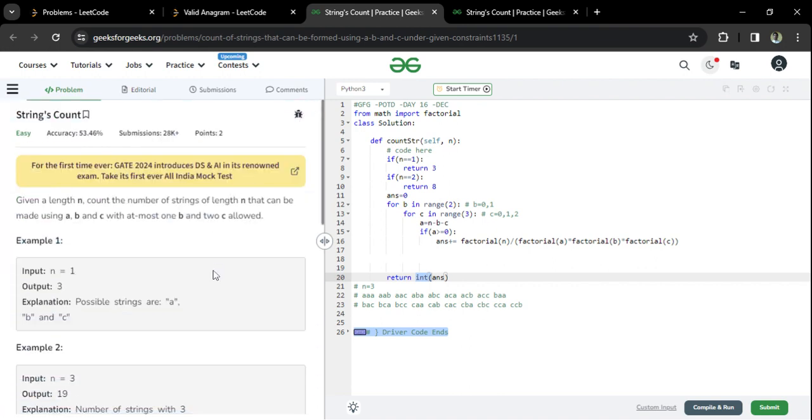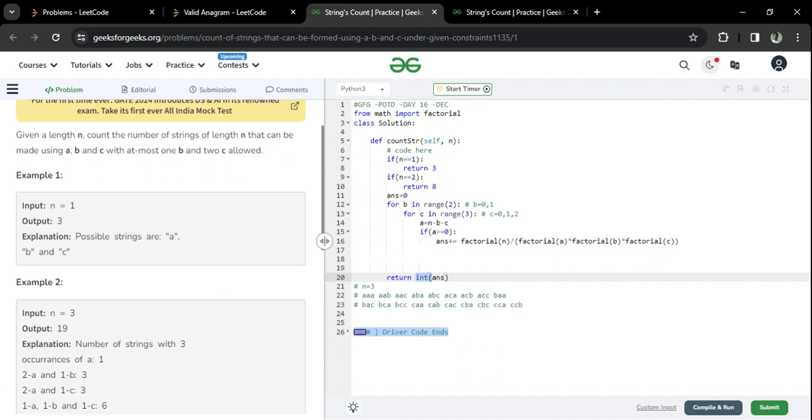So yeah, friends, that was all for this video. In the next video, I will show you the most optimal solution, and also the logic behind it, how we are arriving at the solution.